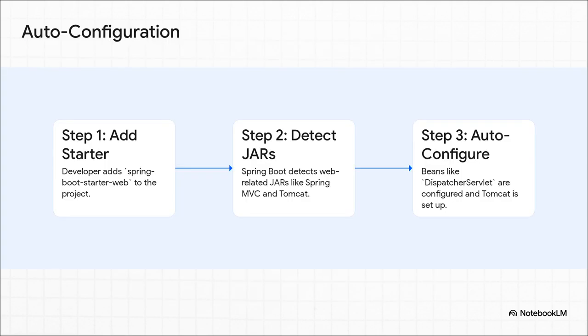Let's see how this works in real life. Step 1. You add that one Spring Boot Starter web line to your project's build file. Step 2. When your application starts up, Spring Boot sees all the web-related libraries that Starter brought in. And Step 3. Based on that, it just configures everything. It sets up all the necessary beans and even fires up an embedded web server for you. You've written 0 lines of configuration code to get a running web application.